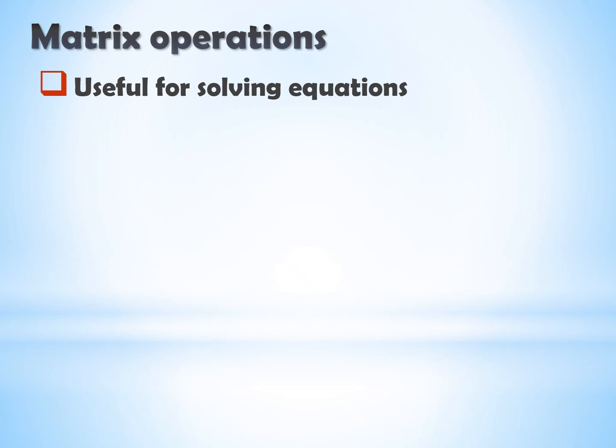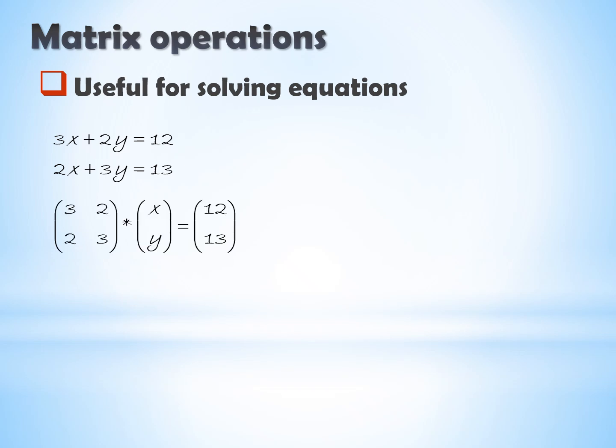Matrix operations. This method is, for example, useful for solving linear equations. Let's consider a set of two linear equations. They can be presented in the following matrix equation. This equation can be solved by inverting the matrix and multiplying it by the vector on the right-hand side of the equation.